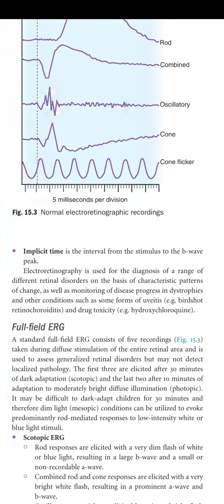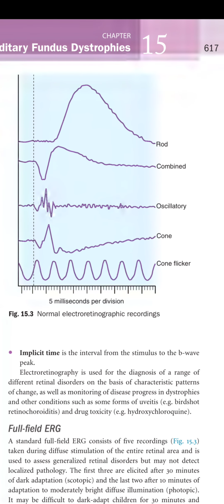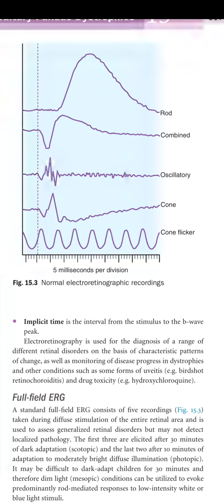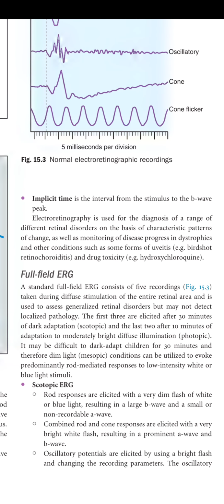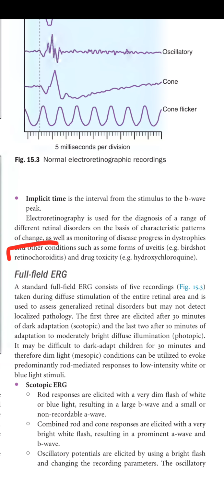Electroretinography is used for the diagnosis of a range of different retinal disorders on the basis of a characteristic pattern of changes, as well as monitoring of disease progress in dystrophies and other conditions such as forms of uveitis, for example birdshot retinochoroiditis, and drug toxicity, for example hydroxychloroquine. So this is a normal electroretinographic recording. We will discuss it in the full field ERG.